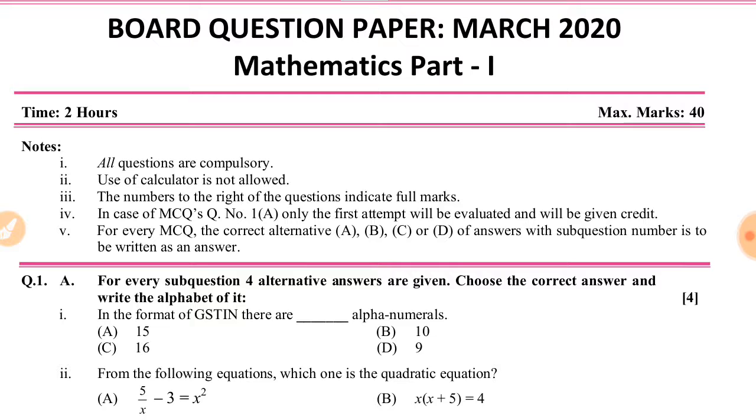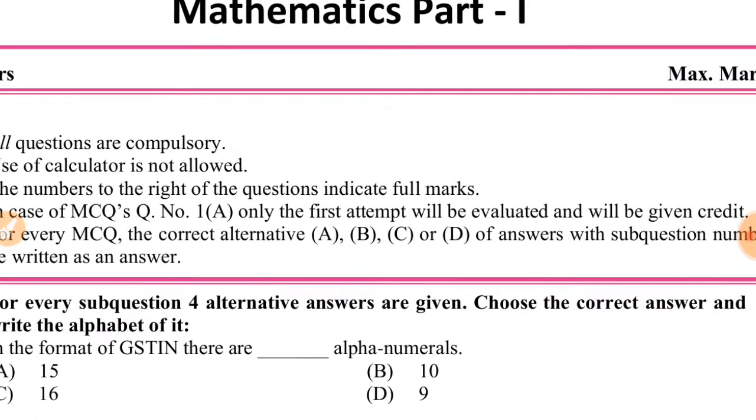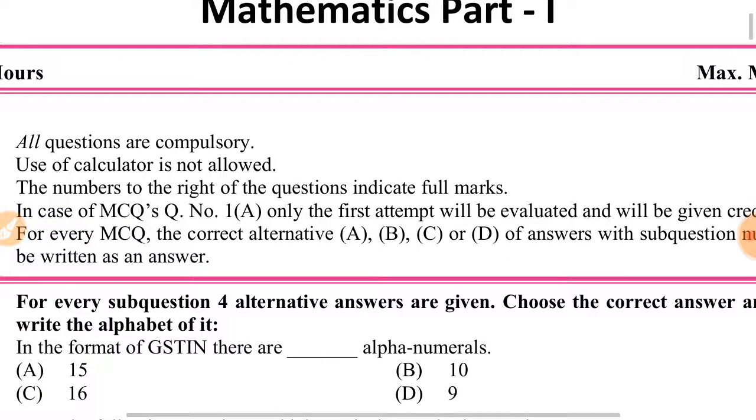At the top, you will find these notes. There are 5 instructions. First, all questions are compulsory. Second, use of calculator is not allowed. Third, the numbers to the right of the question indicate full marks. In case of MCQs, question number 1A, only the first attempt will be evaluated and will be given credit. I repeat, only the first attempt will be evaluated and will be given credit.